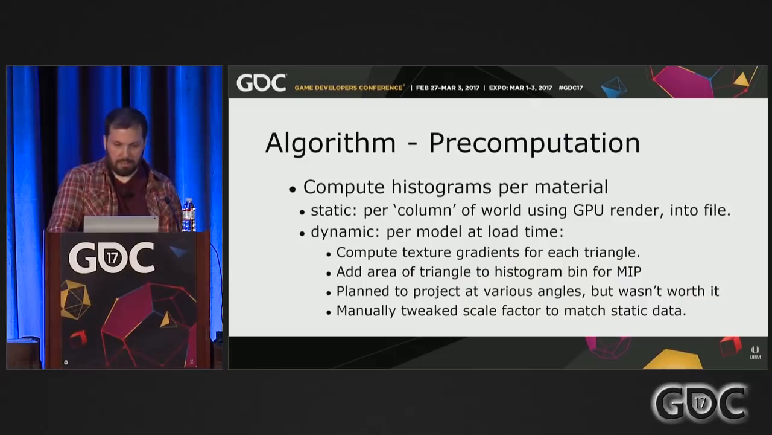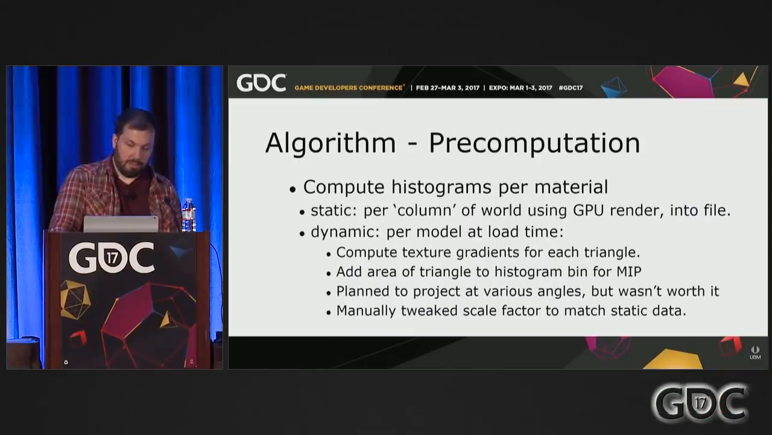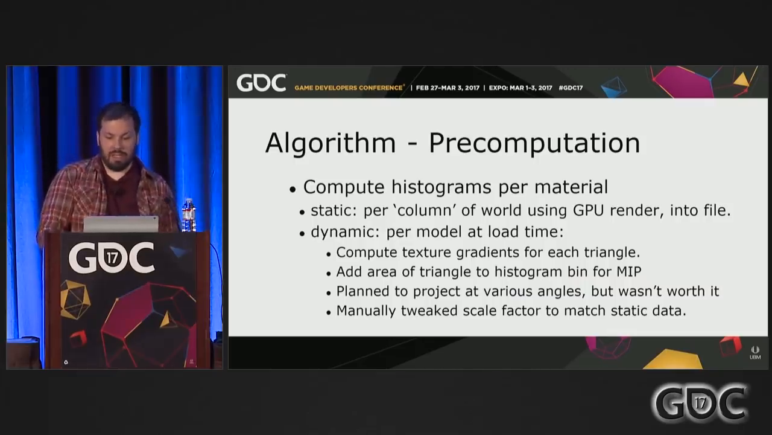So the pre-computation, for static geometry, we divide the world into a number of columns, and we use a GPU to render that into a file, and that information is then streamed dynamically to drive the texture streaming. For dynamic models, at load time, we compute texture gradients for each triangle, so we know what MIP level they use. We add the area of each triangle to the histogram bin. Rather than projecting the triangle, we just use the area. We had originally thought about maybe projecting it based on various rotations of the model, but it didn't turn out to be much of a benefit. It actually introduced bugs where a model would turn around rapidly and something wouldn't be streamed in. So we just go with area metric.